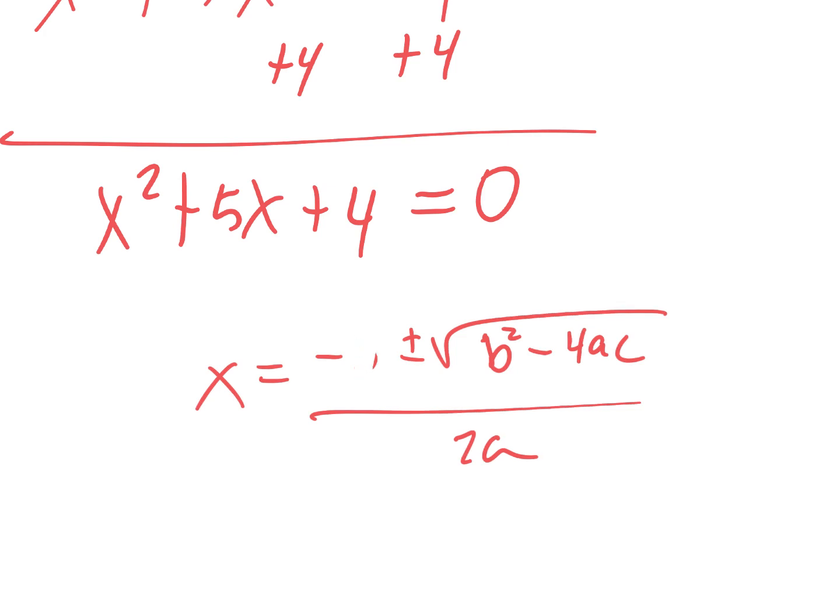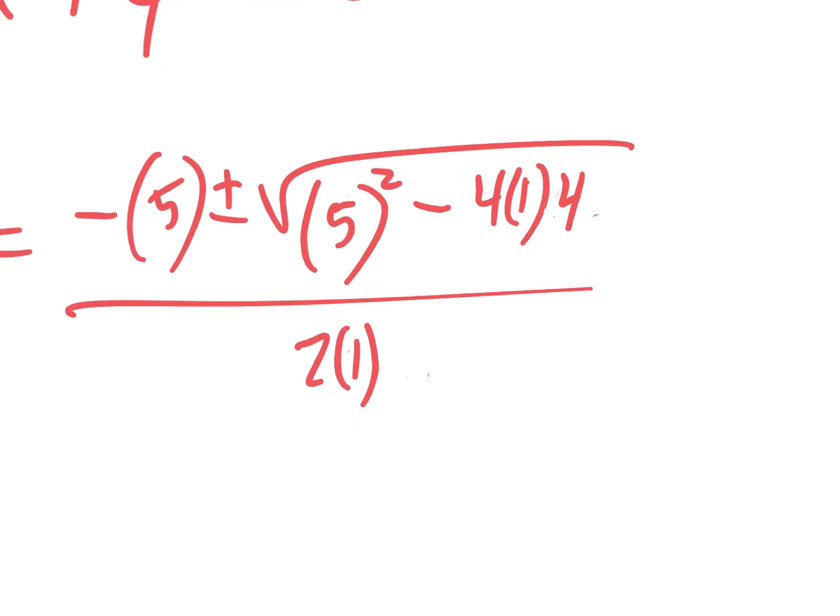In this first spot, b was 5. Another b, not surprising, also 5. A, there's 2 of them. I'm going to erase both of them. And those A's turn into 1s. And then the C is positive 4. And there it is. Just got to clean it up a little bit.